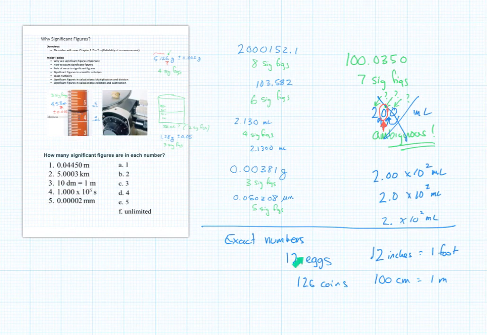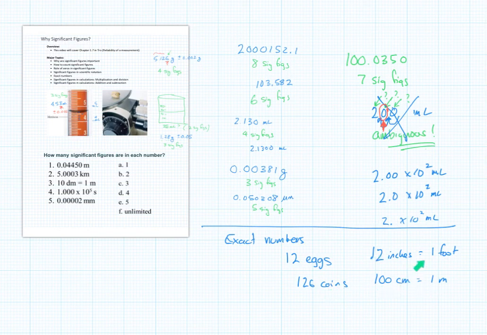Notice what we have in all these cases I've just chosen here. If we have 12 eggs, we have exactly 12 eggs. No more, no less. We have 126 coins, we have exactly 126 coins. These are exact numbers. 12 inches equals 1 foot. That's the definition of 1 foot. 12 inches is by definition equal to 1 foot, and 100 centimeters is by definition equal to 1 meter.